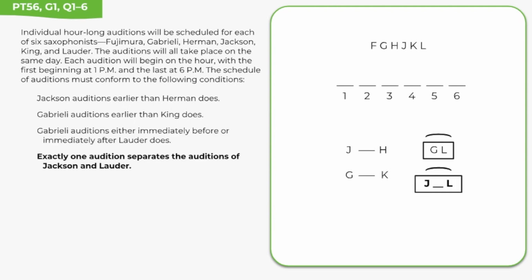And then finally, we get a rule that says exactly one audition separates the auditions of Jackson and Louder. So we have another block here, but this one has an element between the J and the L. So we're going to create that block with one space between the J and the L, and again, the arrow across the top that allows us to flip that block backwards and forwards. So we know that the order of J and L is undetermined.